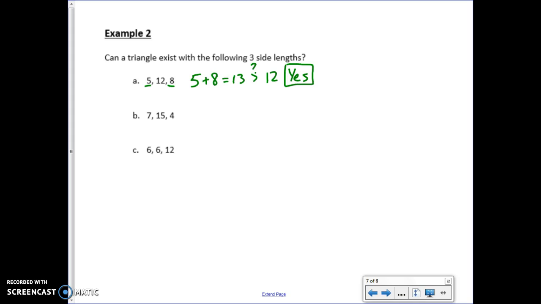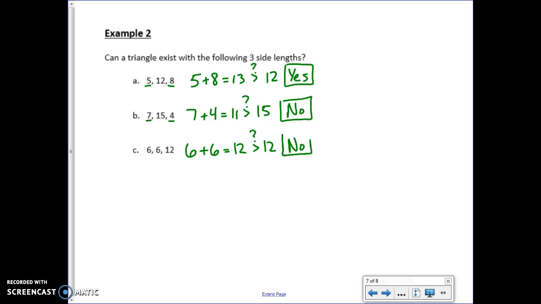Again, I'm going to look for the shorter sides, 7 and 4. So 7 and 4 gives me 11. Is 11 greater than 15? It's not, so we can't form a triangle. And then our last example, we have 6 plus 6. We get 12. Is 12 greater than 12? No, 12 is equal to 12, but it's not greater than, so this one won't form a triangle either.